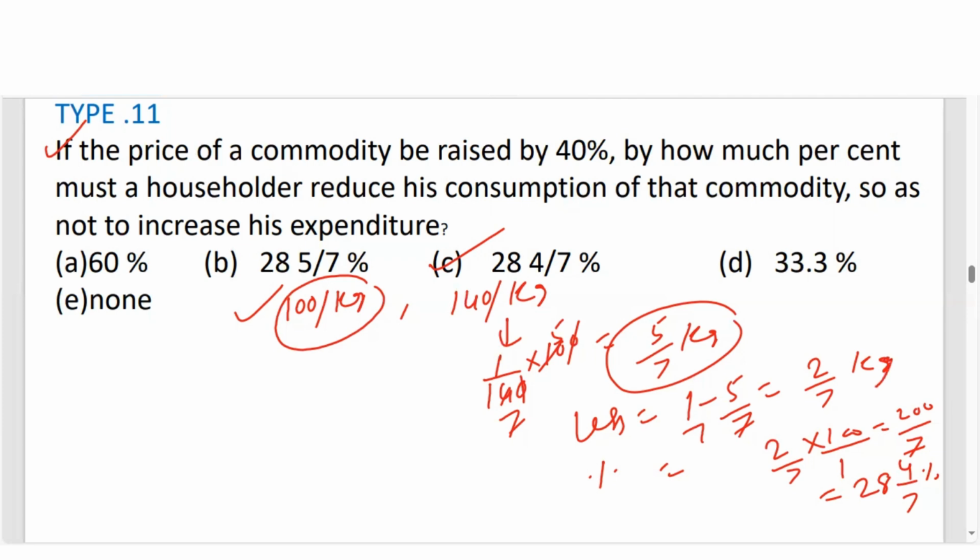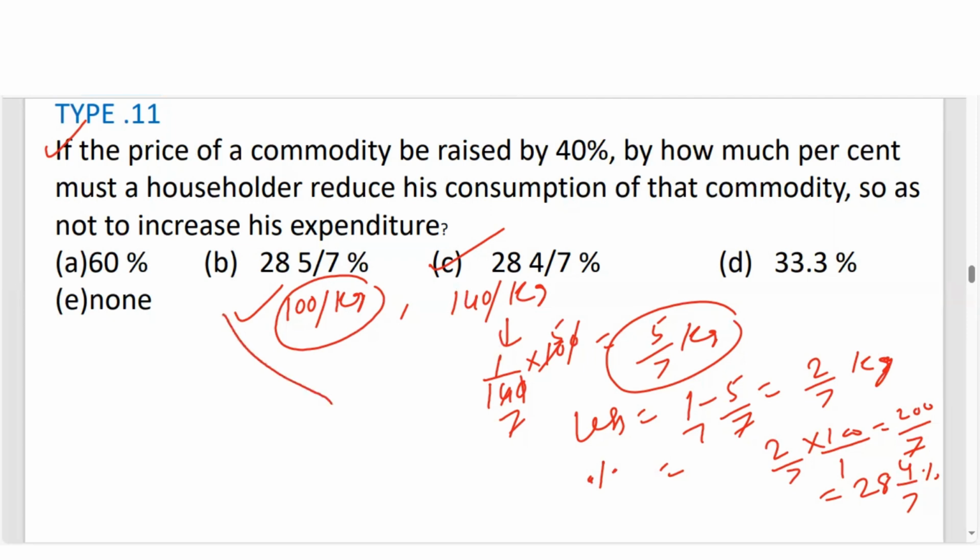Now if we need to find the percentage reduction, how much percent they are reducing, the less percent is less into 100 by original. Original was 1 kg. So 200 by 7. When we divide 200 by 7, we get 28 and 4 by 7.